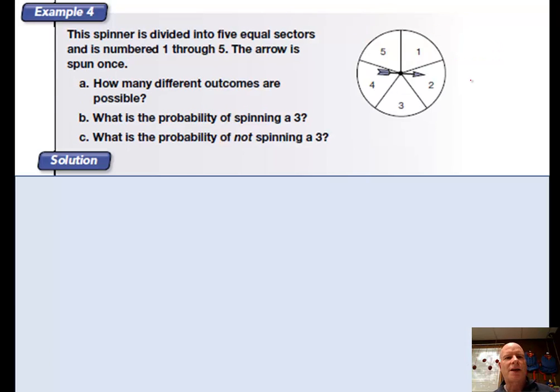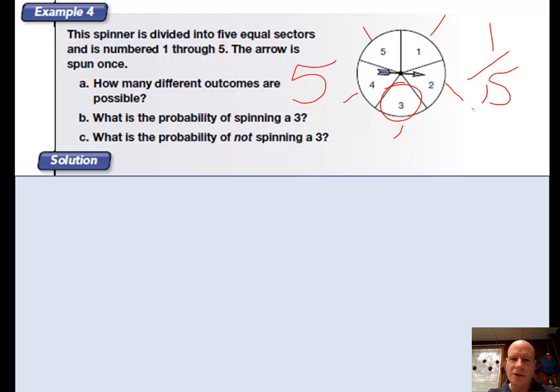Now let's look at a spinner. This spinner is divided into 5 equal parts, and we spin it once. How many different outcomes are possible? 5, right? Because there's 5 spots that it could land on. What's the probability of spinning a 3? How many times does 3 show up on that spinner? Well, it only shows up 1 time. So 1 favorable outcome out of how many? 5. So our probability of spinning a 3 would be 1/5.